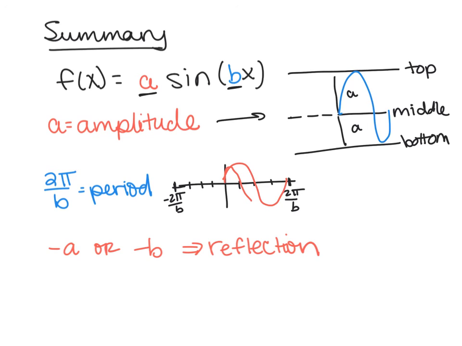For the last bit, the reflection, a negative on the outside with A or the inside with B is a reflection. What that does to your graph, so if we have it set up, instead of the graph starting by going up, it would start by going down, then come back up to the middle.